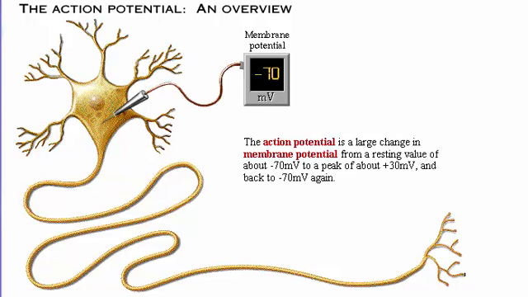The action potential is a large change in membrane potential from a resting value of about -70 millivolts to a peak of about +30 millivolts and back to -70 millivolts again.